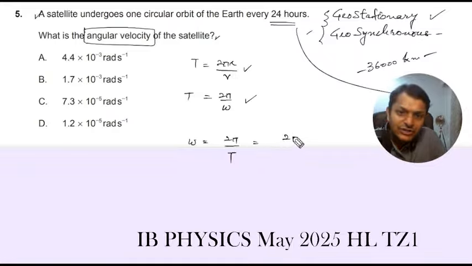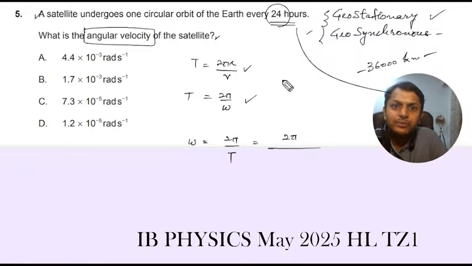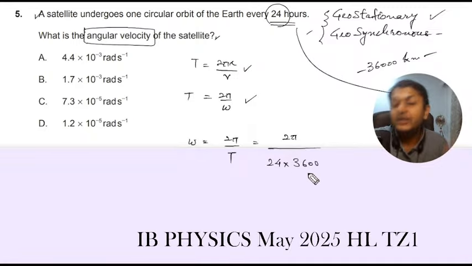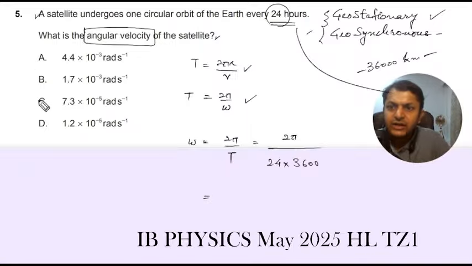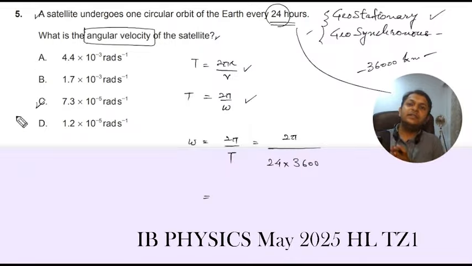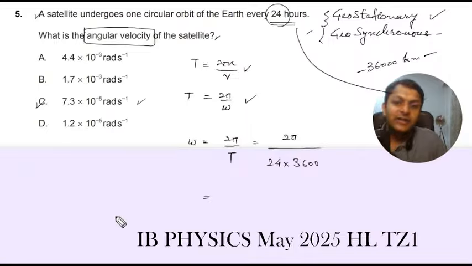That's it. So this is 2 pi divided by the total time period, which is 24 hours, and 1 hour has 3600 seconds. So you divide by the total number of seconds. So it is 2 pi divided by this. That should be giving you the correct answer. Let me find my calculator. 2 pi divided by 24 divided by 3600. I'm getting 7.27 something. So C will be the correct answer. Exactly, this is the value that I am getting.